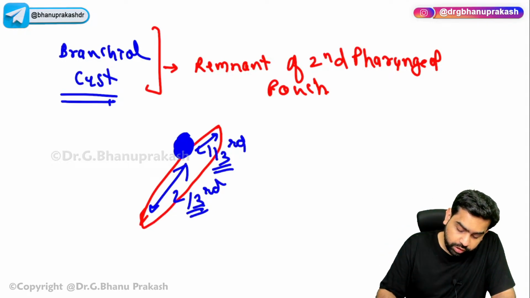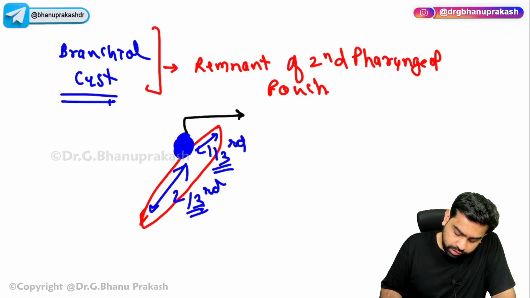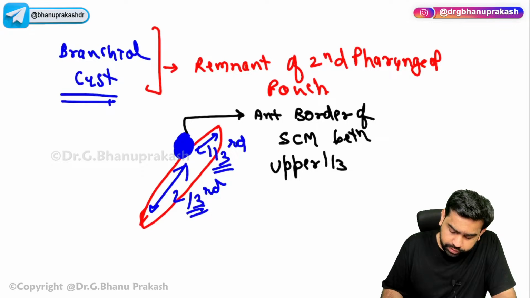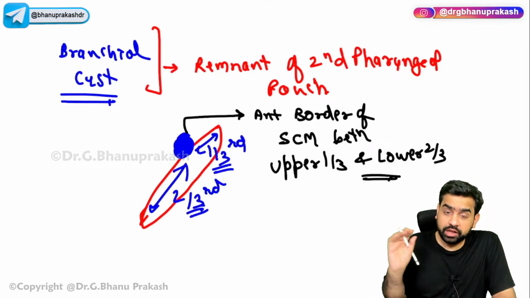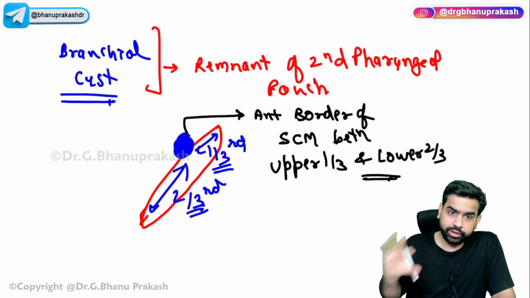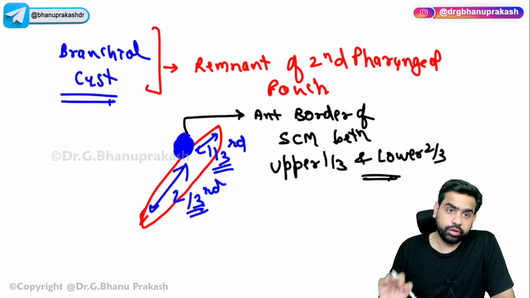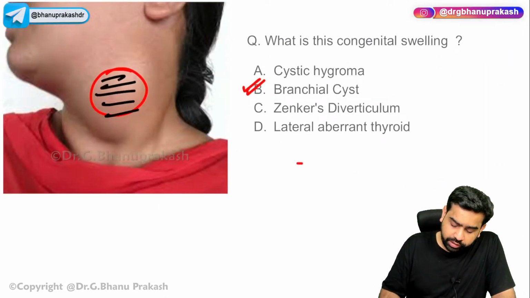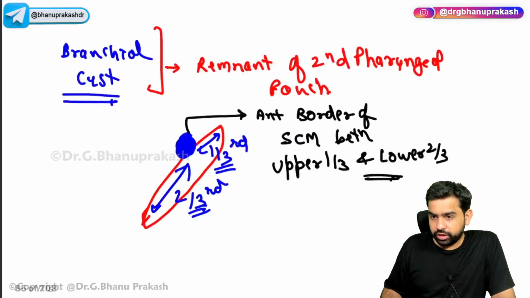Please try to understand the location of this cyst. The location of the cyst is on the anterior border of the sternocleidomastoid muscle between the upper 1/3 and the lower 2/3. This is a very, very characteristic description of the branchial cyst. That is why the diagnosis over here is the branchial cyst. Okay, everybody has understood this particular point?